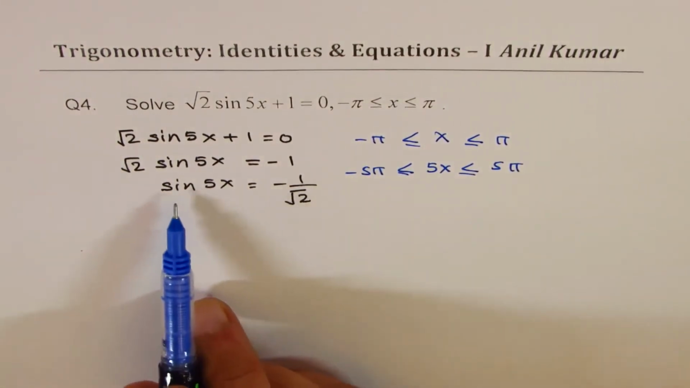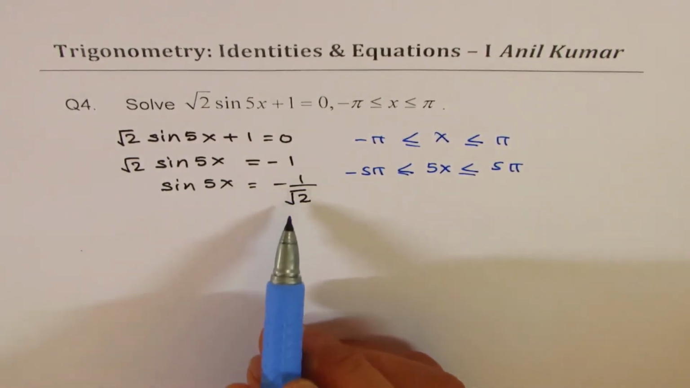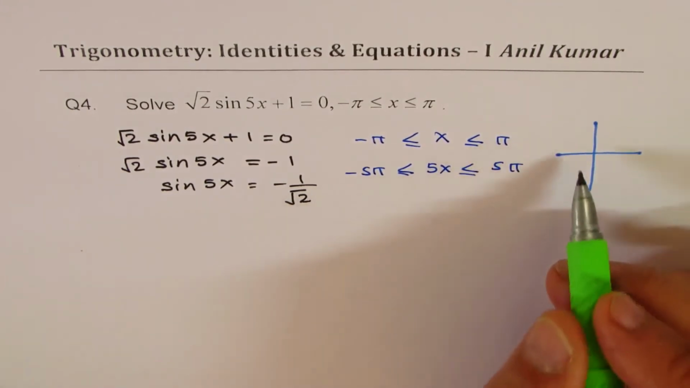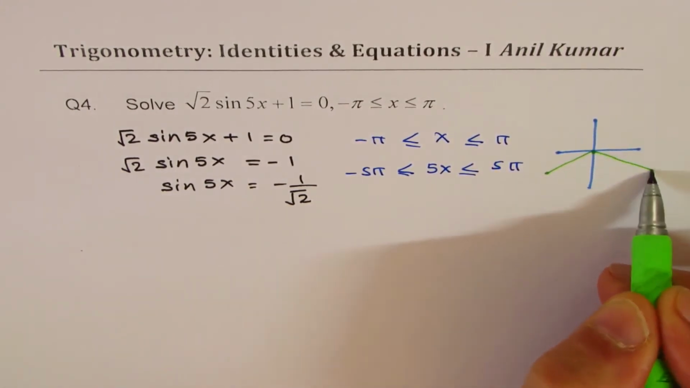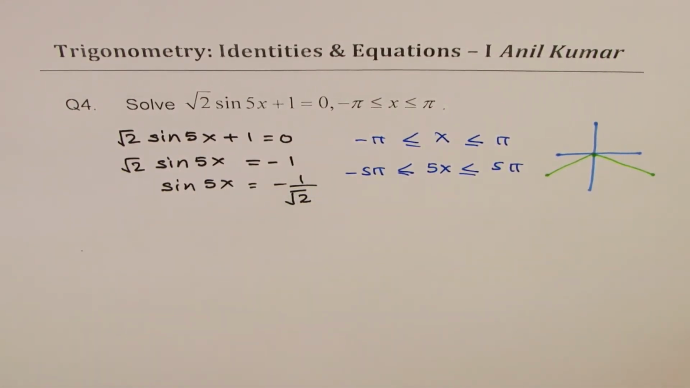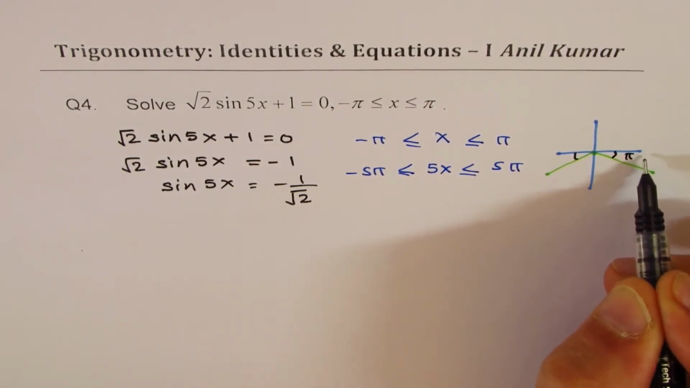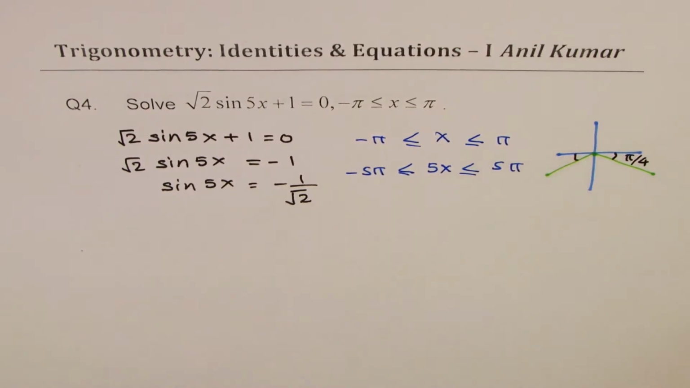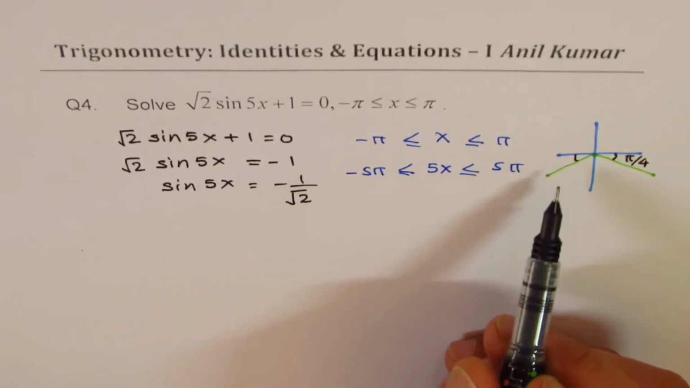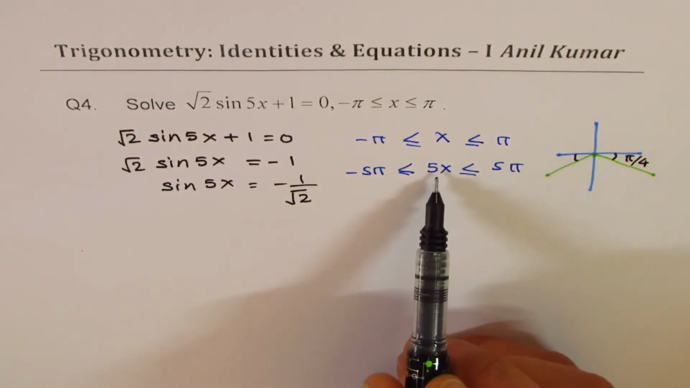Now we are looking for solutions where sine 5x is negative. That means that the solution could be in quadrant 3 or in quadrant 4. And 1 over square root 2 means the acute angle here is pi by 4, right? That's what it means.